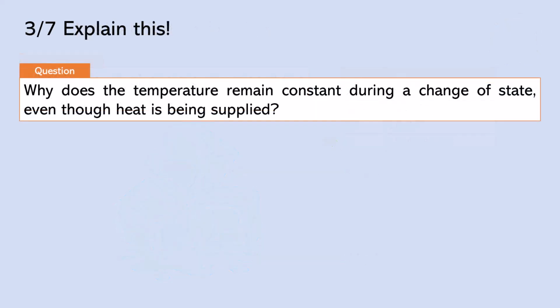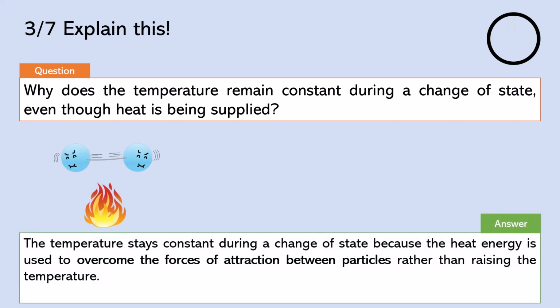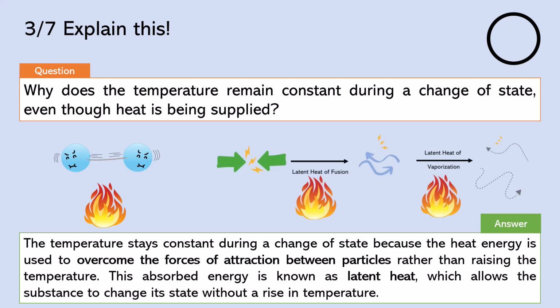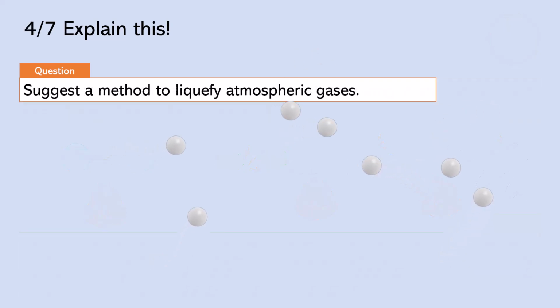Question 3. Why does the temperature remain constant during a change of state, even though heat is being supplied? The temperature stays constant during a change of state because the heat energy is used to overcome the forces of attraction between particles rather than raising the temperature. This absorbed energy is known as latent heat, which allows the substance to change its state without a rise in temperature.